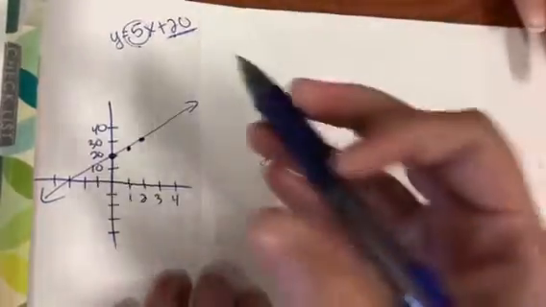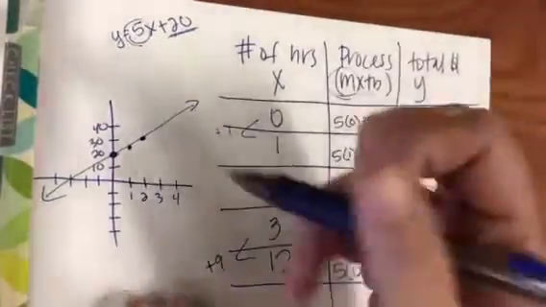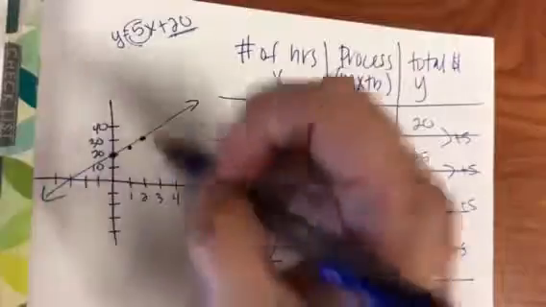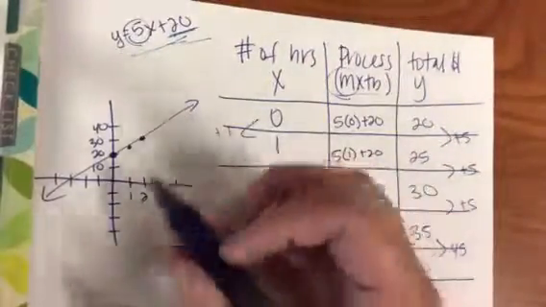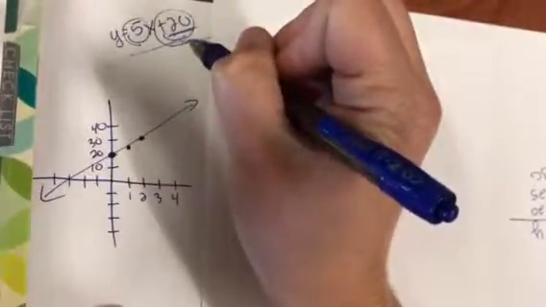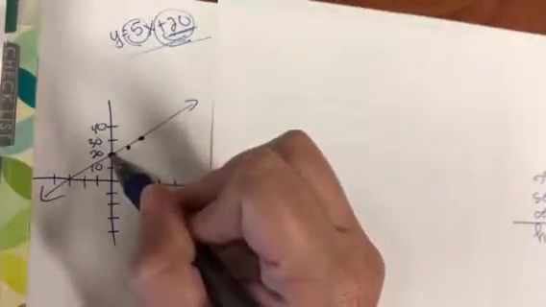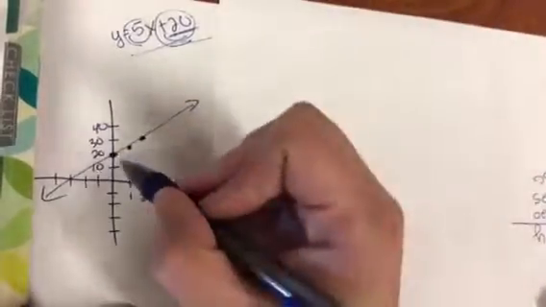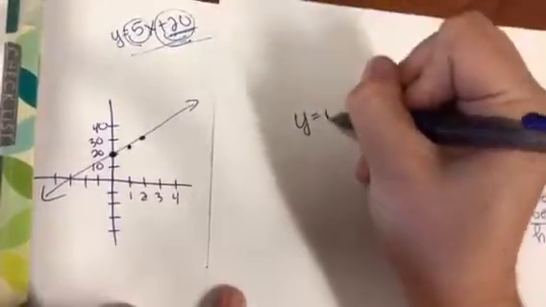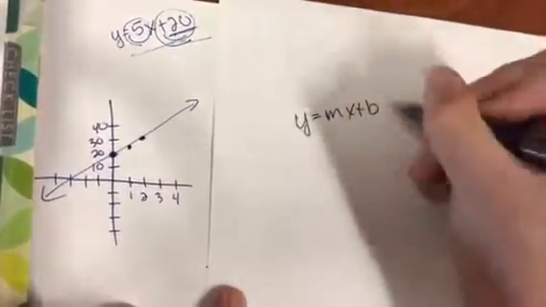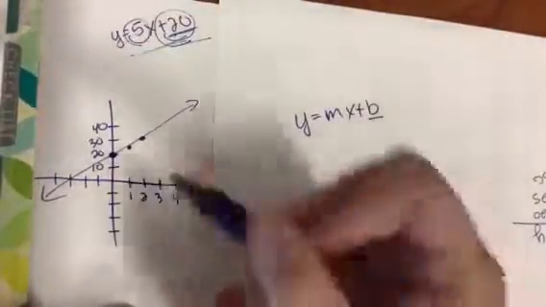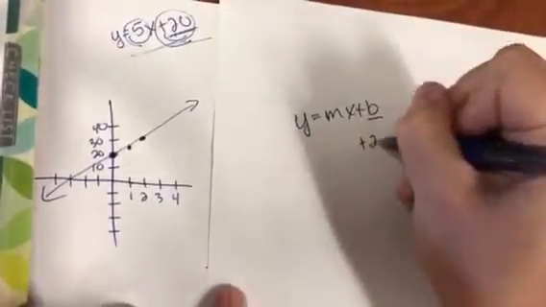I can also look at this and ask, what if I have the graph here and I want the equation? Can I do that? Yeah. The y-intercept is always what you had without anything. When x is 0, it's 20. So I've got that. That means y equals mx plus b. This is where it hits the y-axis. So that's 20, so plus 20.